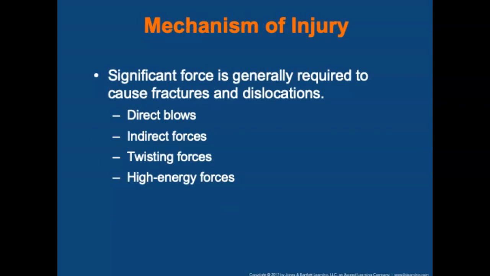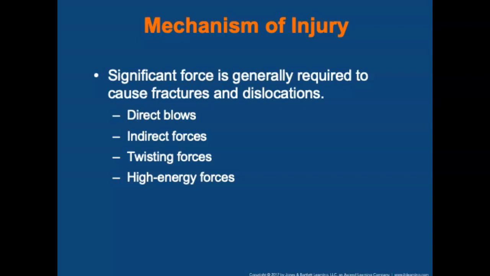So, musculoskeletal injuries, let's talk about those. Injuries to bones and joints are often associated with injury to the surrounding soft tissues, known as the zone of injury. Mechanisms of injury generally require a significant force to cause fractures and dislocations. These include direct blows, indirect blows, twisting forces, and high energy forces.